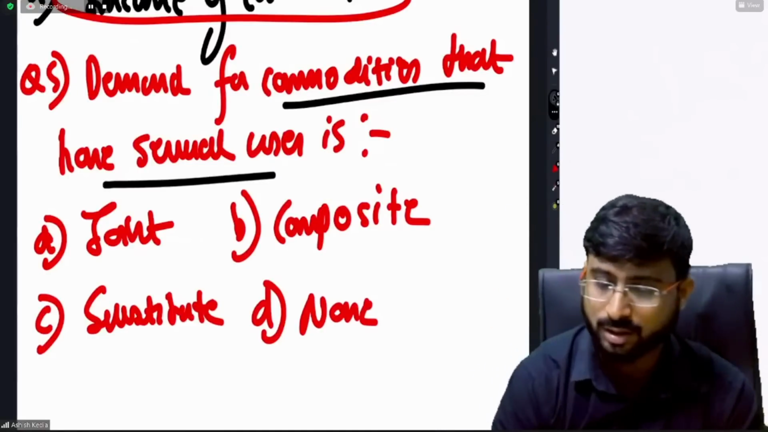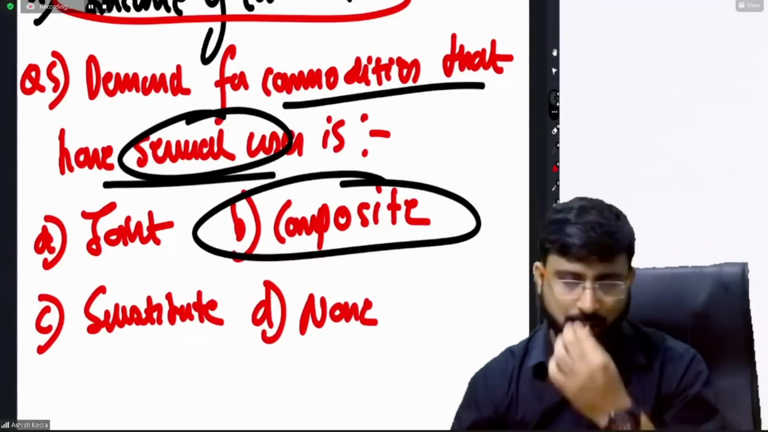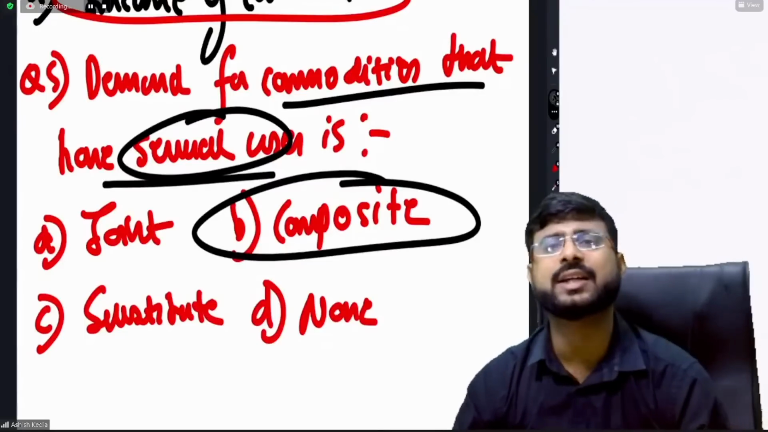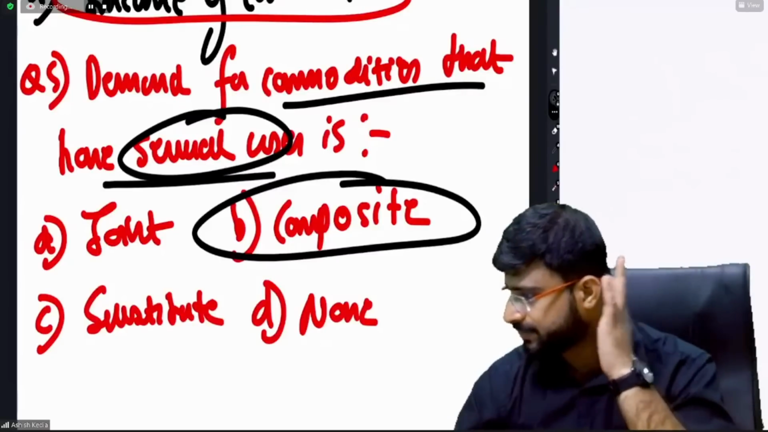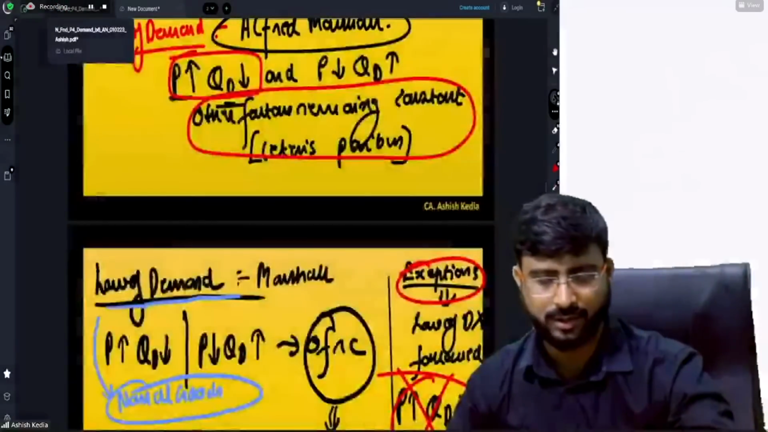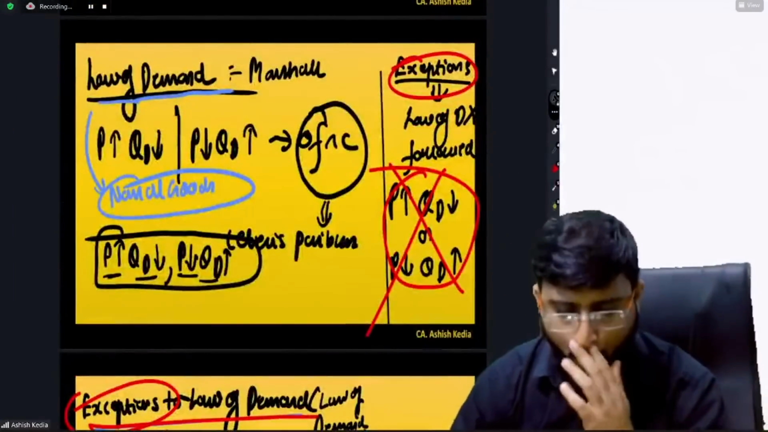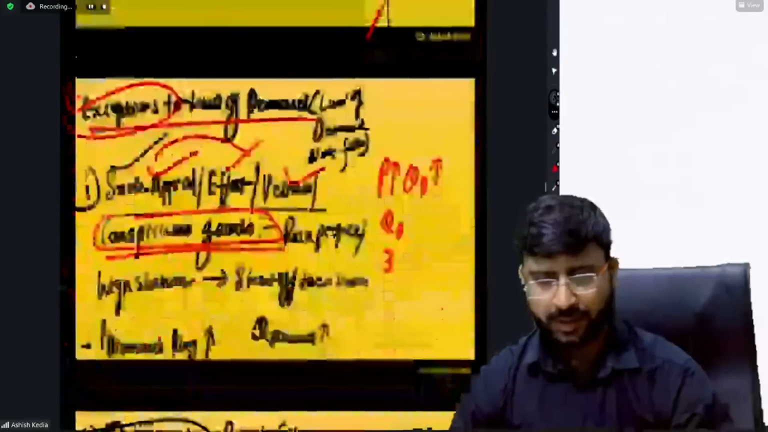Absolutely correct. That have several uses is called composite demand. Demand for commodities that have several uses is called composite demand. That's the correct answer, everyone. Okay, got it. Great. All right.